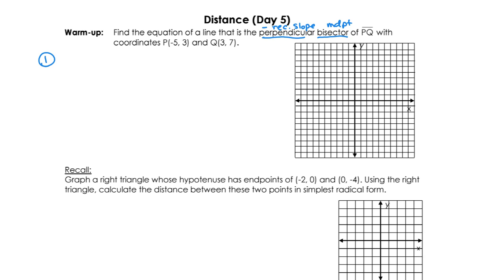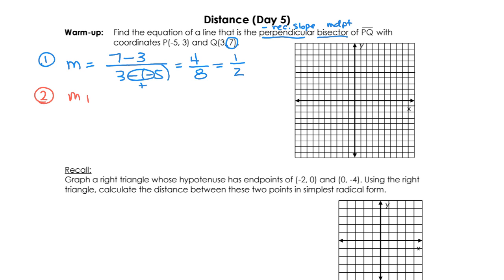So in our first step, we're going to go ahead and find the slope between the 2 points. And remember y is to the sky, so I'm going to start with 7 minus 3, and then I'm going to do 3 for my x-coordinate minus my negative 5. 7 minus 3 is 4, and that's actually 3 plus 5, which is 8, and 4 over 8 reduces to 1 over 2.